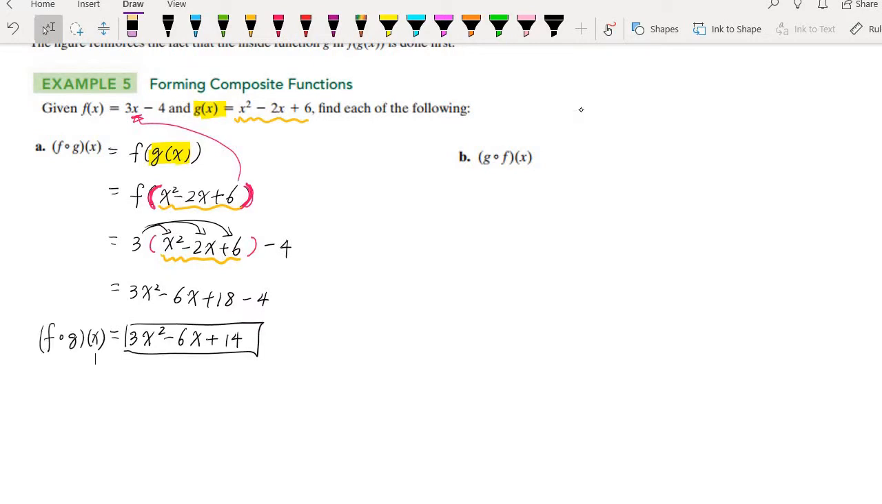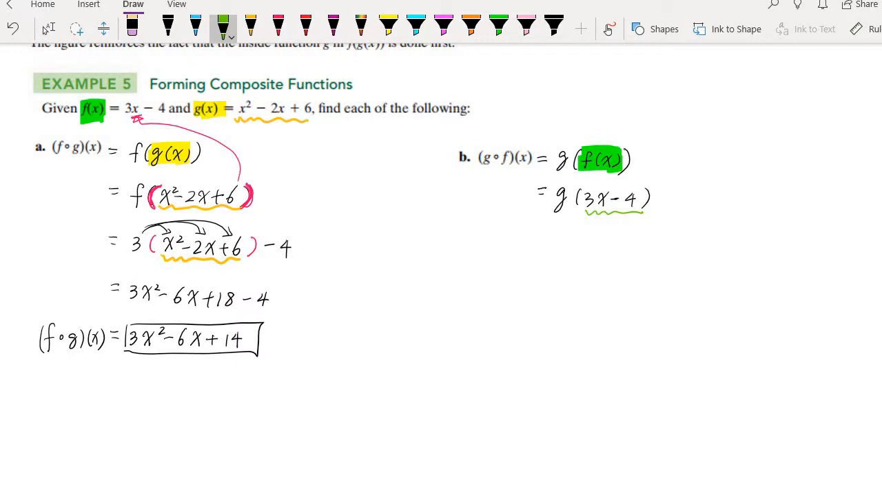Okay. Part B, we have g of f of x. So we're going to rewrite this as g of f of x. Once we have this, we're going to look at what is my f of x. So right here is my f of x. Now all we have to do is substitution. I'm going to write g of 3x minus 4. So we're going to find g of 3x minus 4.